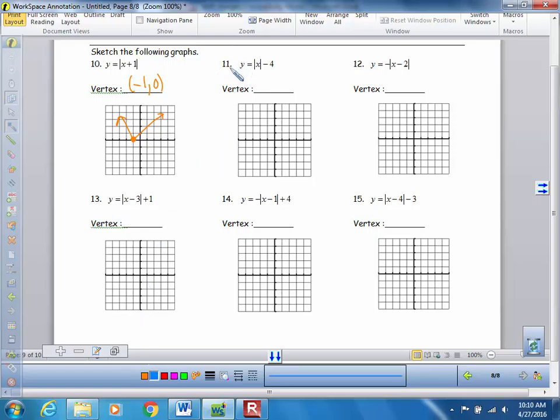Number 11, do I have an x or a y value there? A y. So that means my vertex is going to be 0, comma, negative 4. So on the y-axis, I go to negative 4. I put a dot, and it would be facing up because this is positive.